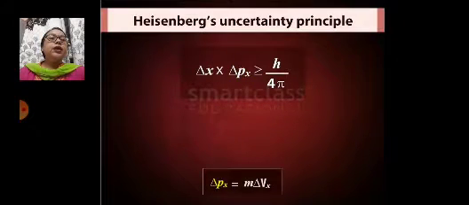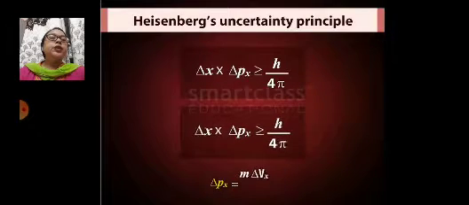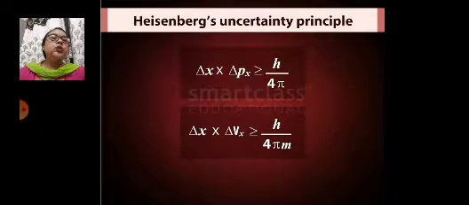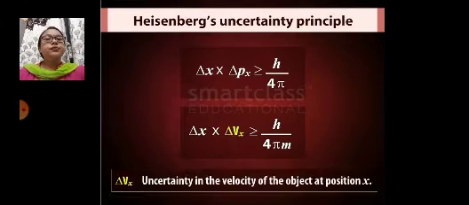Where delta px equals m into delta vx. So in the equation, it can be replaced by m into delta vx. So you can see the equation could be like this: delta x into delta vx is more than or equal to h upon 4 pi m, where delta vx is the uncertainty in the velocity of an object at position x.